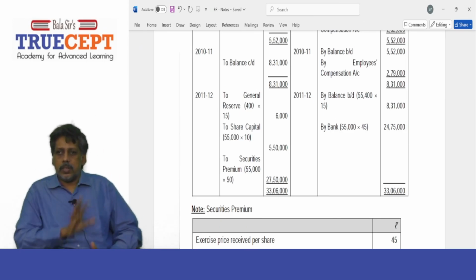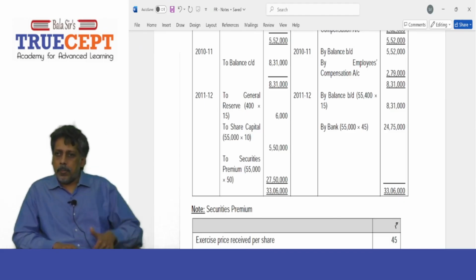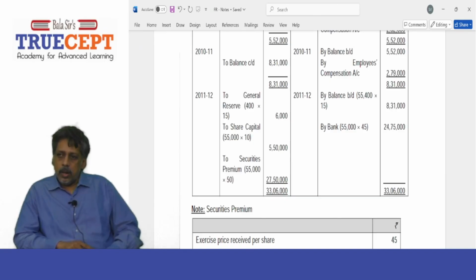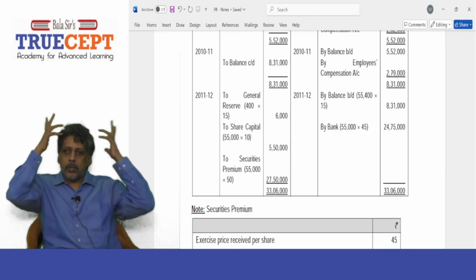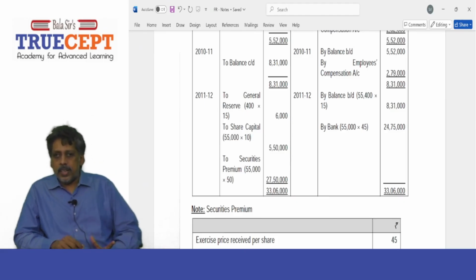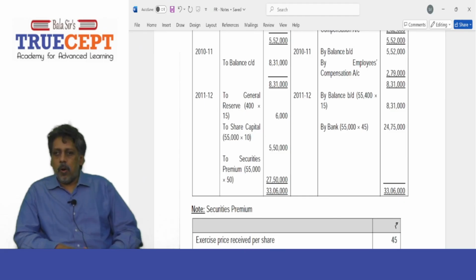That amount is taken. Now people have a doubt. So what is the amount to be taken to share capital? Very simple. 55,000 shares are bought into face value rupees 10 each. What is the amount? 5,50,000 share capital. Now people have a doubt. So what is the amount to be taken to share premium? No big deal. You can either have it as a balancing figure, but some students say, no sir, I want to know sir, how you get that premium.